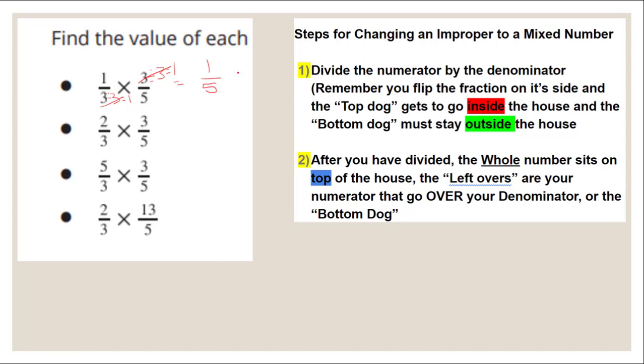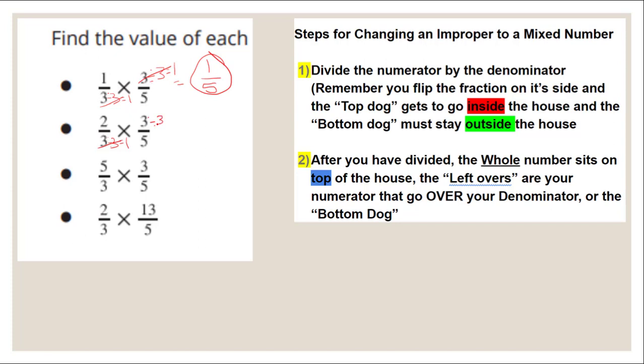Okay, now we're going to see if this can be simplified anymore. 1 and 5. There is nothing that both of those can be divided by, so that is our answer. That is simplified. Okay, our second one, 2 and 5. There is not a number that both of those can be divided by, so let's go to our 3 and our 3. 3 and 3 both can be divided by 3. 3 divided by 3 is 1. 3 divided by 3 is 1.